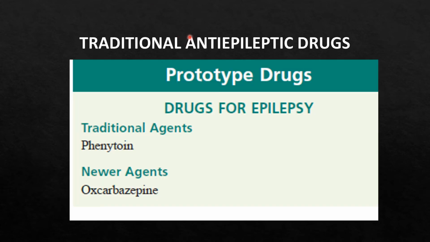Now, the traditional anti-epileptic drugs have been used for decades. The prototype of these drugs for epilepsy is phenytoin, which is a traditional agent. For the newer agents, we have oxcarbazepine. So first, let's discuss the prototype for the traditional anti-epileptic drugs, phenytoin. Phenytoin is a prototype for traditional anti-epileptic drugs. It is the most widely used anti-epileptic drug.